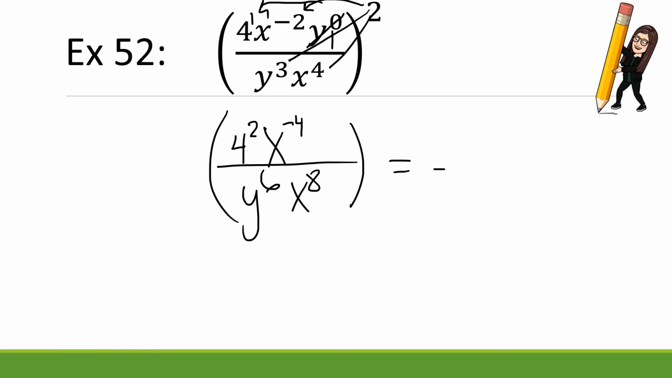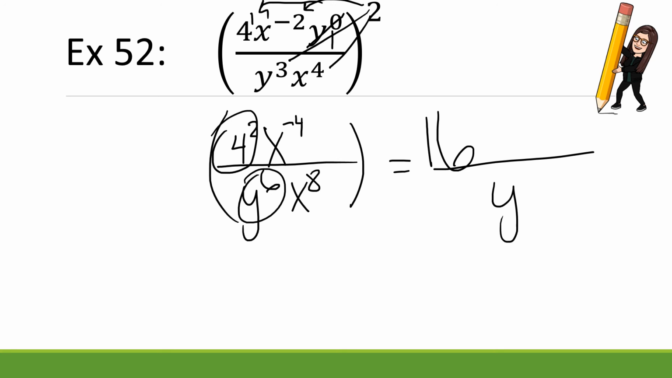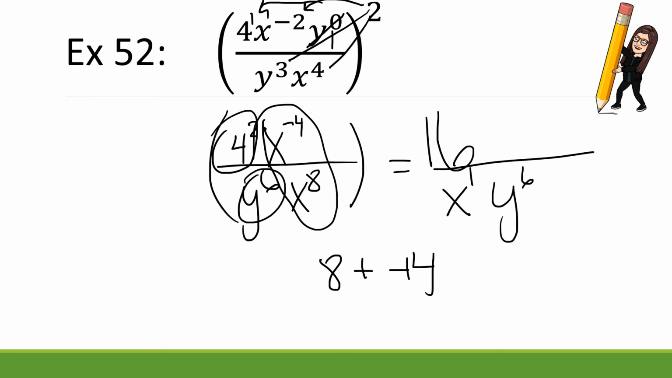I'm going to simplify for my last step. 4 squared is 16. The y is single, so it just stays. But I have 2 x's. The x is larger on bottom, so it's going to stay on bottom. And 8 subtract a negative 4 becomes a positive 12.